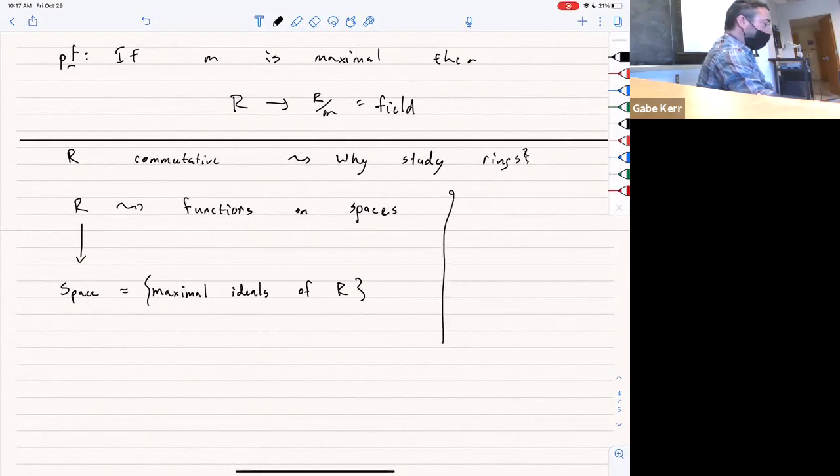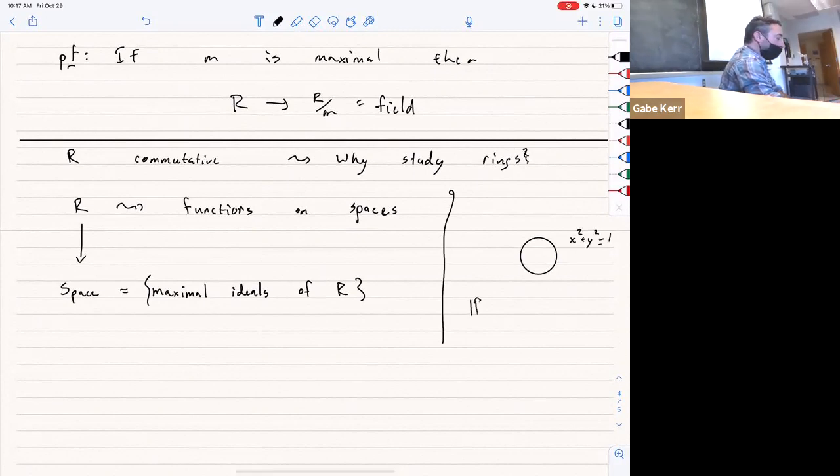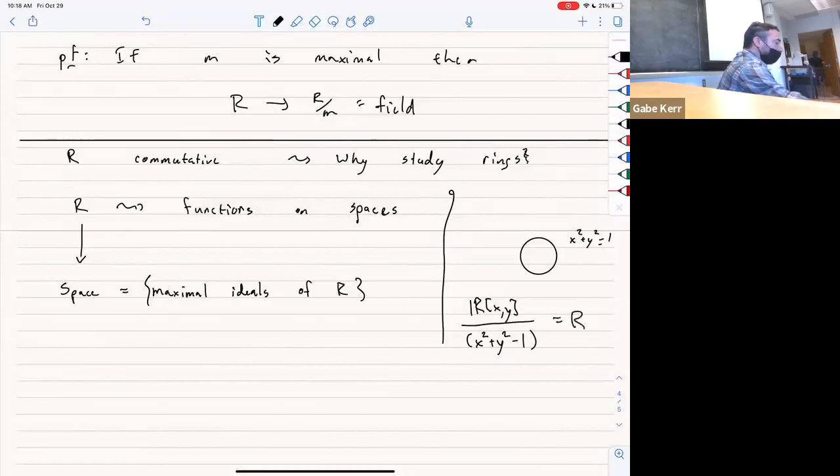Let's give an example. Let's say you're talking about the unit circle. The unit circle is described by the equation x squared plus y squared minus 1 equals 0. I can look at R[x,y] and quotient out by that polynomial. This ring is a ring of algebraic functions, of polynomial functions on the circle. But we can also get all of the points of that circle and understand the space from this ring to some degree. If I think of ring homomorphisms to R, all I have to do is choose a point here. I get coordinates, and if I evaluate them, I get a homomorphism to R. The kernel of that homomorphism will be unique, dependent on that point. It will be a maximal ideal.